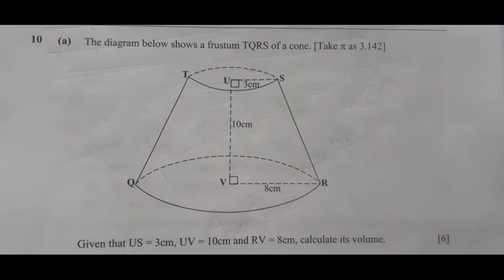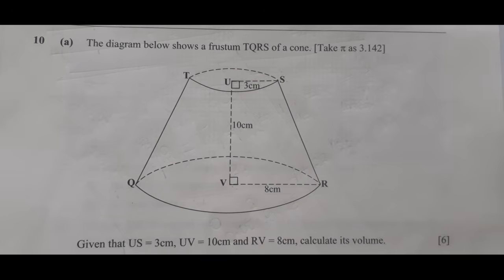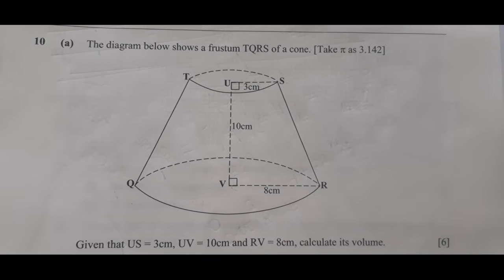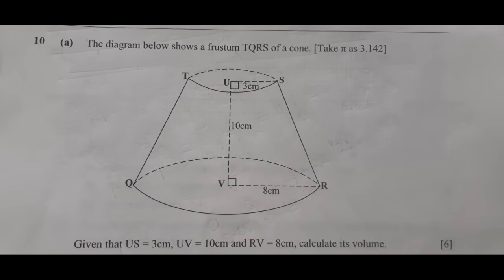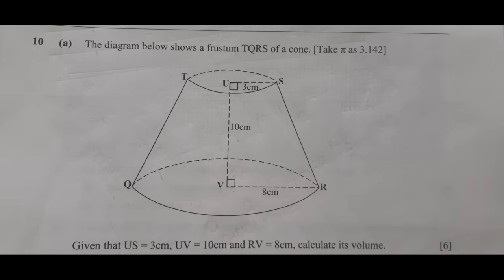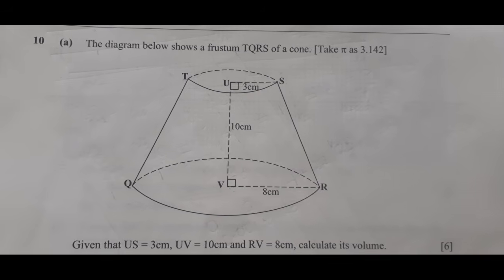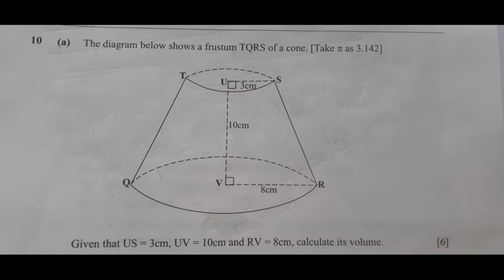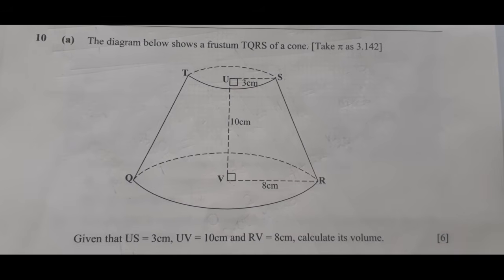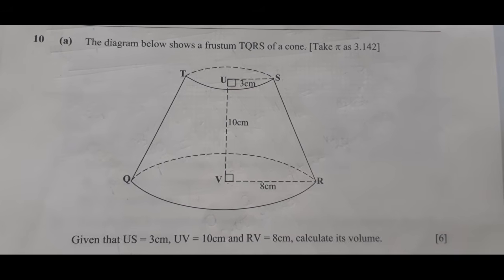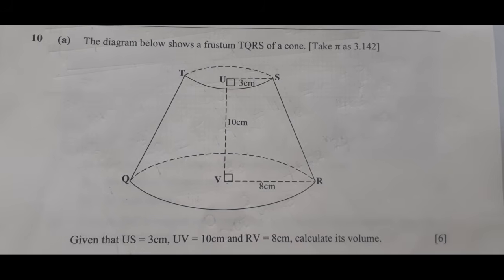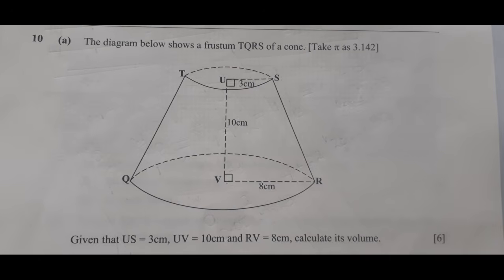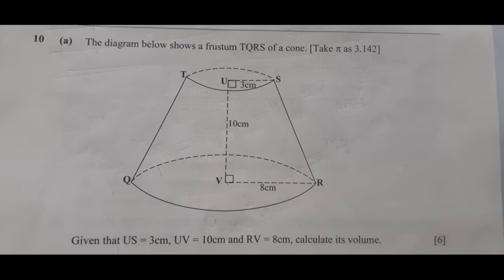Question 10a reads, the diagram below shows a frustum TQRS of a cone. Take pi as 3.142. The diagram is shown here. Given that US is equal to 3 centimeters, UV is equal to 10 centimeters, and RV is equal to 8 centimeters, calculate its volume.